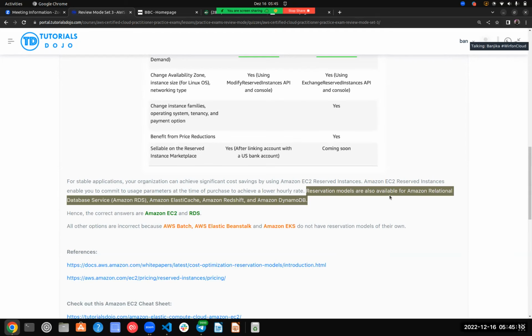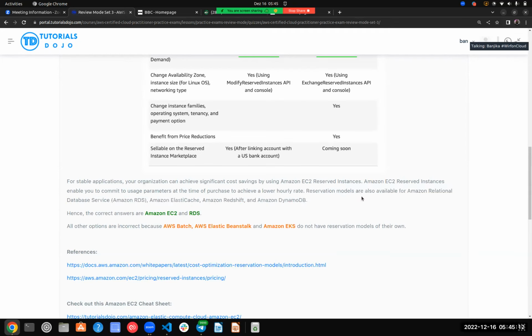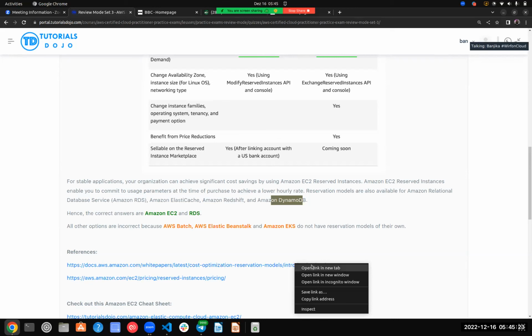So this is where you have reservation models. They are always on RDS, ElastiCache, Amazon Redshift, and Amazon DynamoDB. That's where you have reserve options.